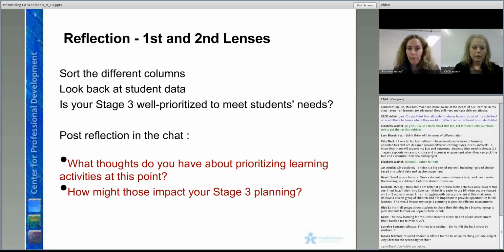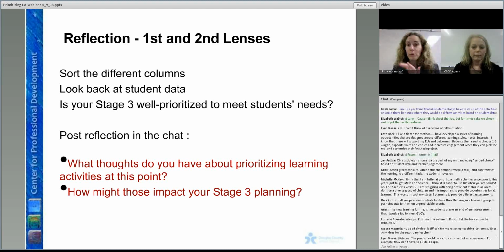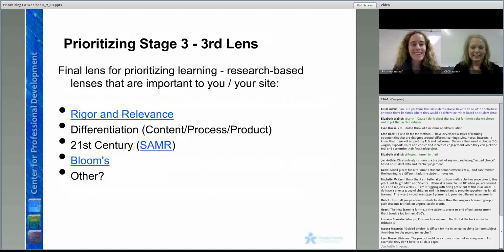So Mona's asking about guided choice. Difficult to set up teaching just one subject and ideas for a secondary level. So we're going to be thinking about that, Mona, and as we think of ideas for what you mean, we'll be putting those in, and it looks like other people are going to help out with that as well. So let's make that a team effort. We have a lot of thoughts, a lot of good minds in the room.